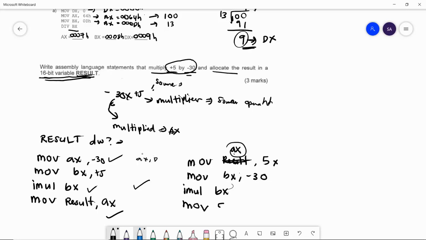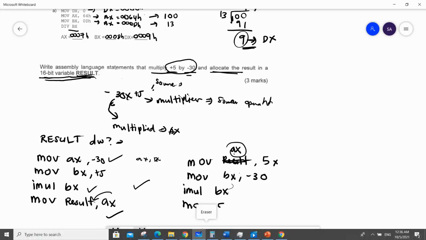Okay, tapi jawapan akhir biasanya AX lah. Kita ambil AX dulu, okay, and put into the results. Okay, because dia nak allocate the result into the variable of result. Okay, so that's why the AX will be copied into the result using move instruction. So yang ni kita abaikan lah.